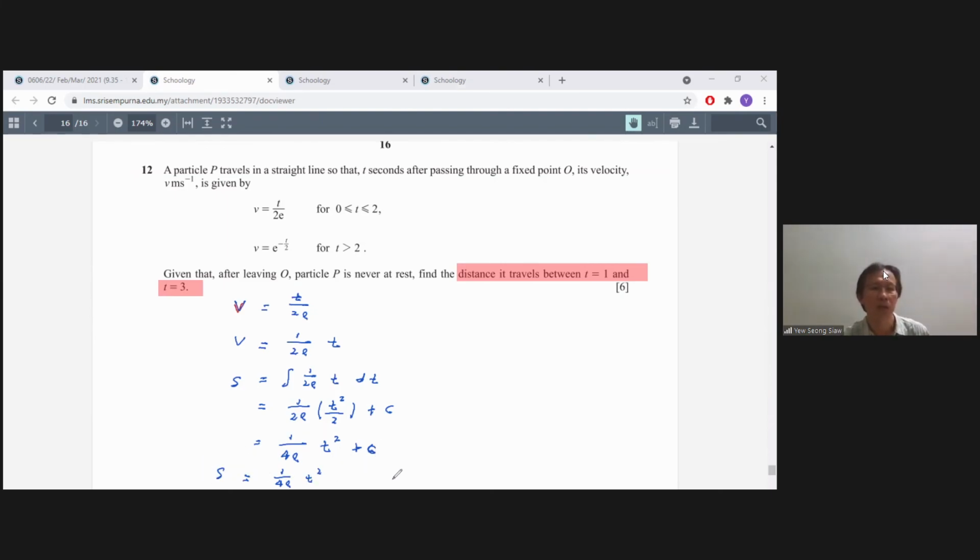Then you substitute time equal to 1. When time equals 1, then this is the value for the particle. But the next one, e to the negative t over 2. How do you integrate?